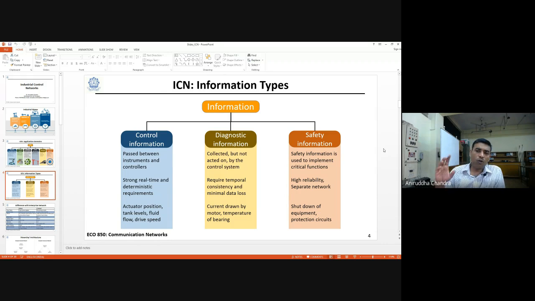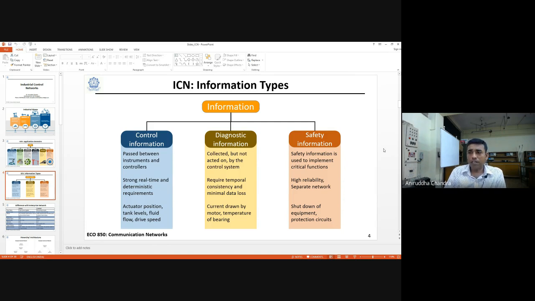Well, the control information is passed always between instruments and controllers, and they have real-time and deterministic requirements, because they deal with actuator positions or fuel tank levels or fluid flow or drive speed, this kind of information. So they should be done on a real-time basis. You can't say, okay, your file is getting downloaded, so I will tell you next minute how much you need to drill. By that time the drill is probably broken. So they have very much real-time and deterministic requirements.